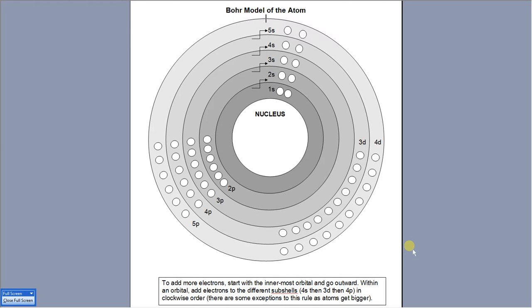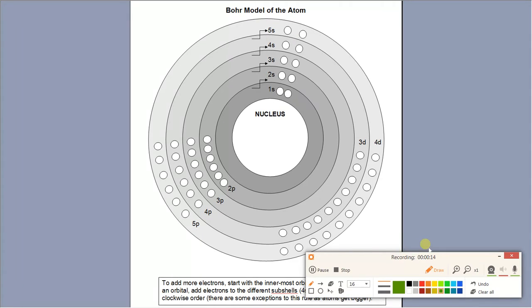Alright class, I wanted to show you how to use this handy tool that I gave you to figure out the electron configuration of any given atom, especially small atoms. If you get really big atoms, this won't work. But for now, it will work for some of the ones we want to talk about. So let's take oxygen, for example.